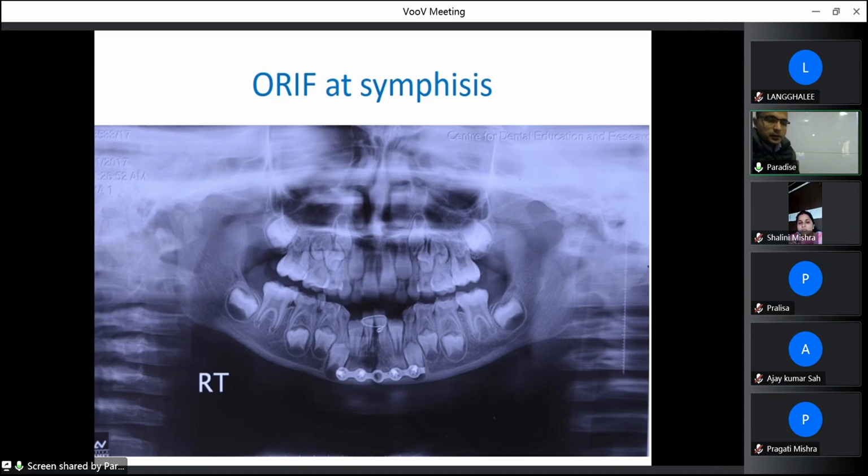As it is a pediatric patient, you can see the deciduous lateral incisor has already been exfoliated, and the permanent lateral incisor has not erupted yet. So we don't have any option, and we have placed a bridle wire adjacent to the central incisor. If both teeth have erupted, it's always better to take two teeth on the left side and two teeth on the right side.